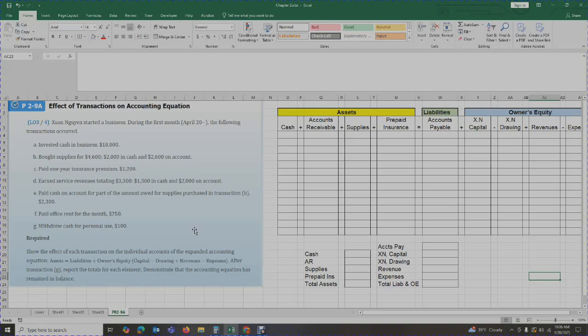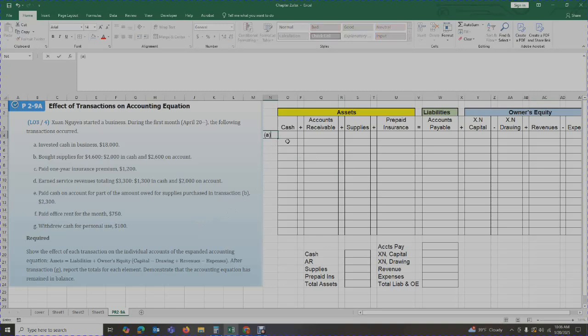Our expanded accounting equation is assets equals liabilities plus owner's equity. Under owner's equity, we've got our capital minus our drawing plus our revenues minus our expenses. After transaction G, we have to report the totals for each element, and we have to demonstrate that the accounting equation has remained in balance. So we're going to tackle one of these at a time. We're going to start off with letter A.